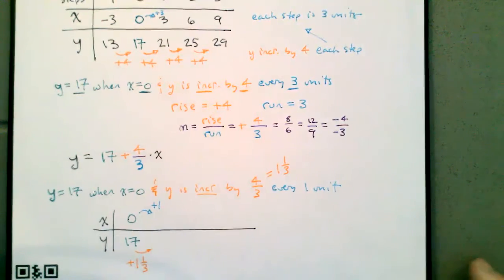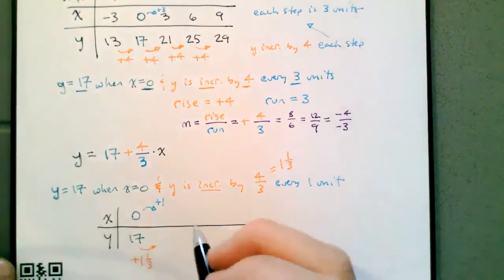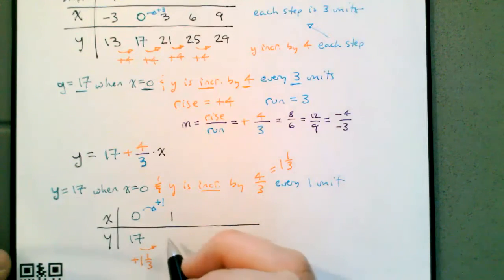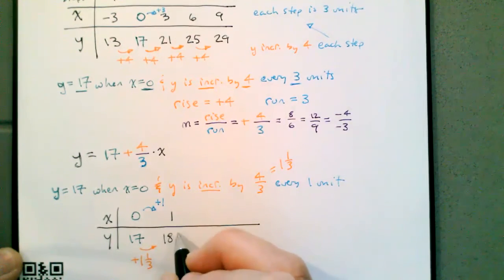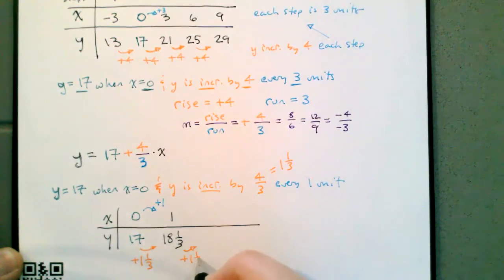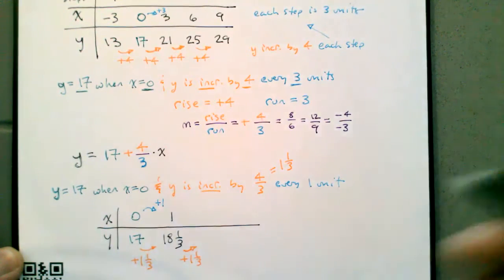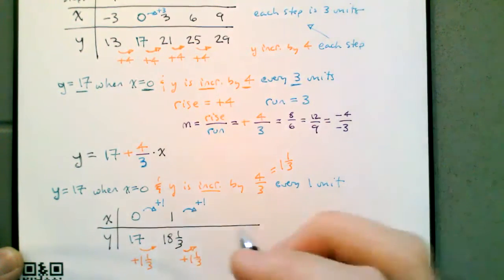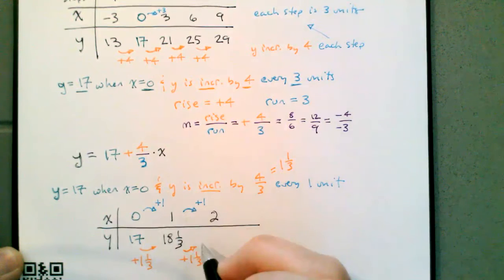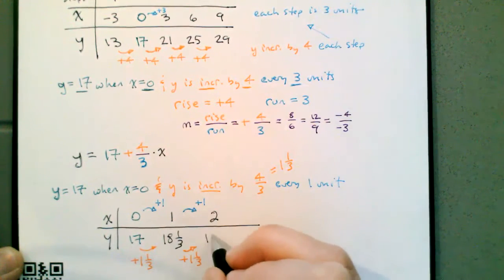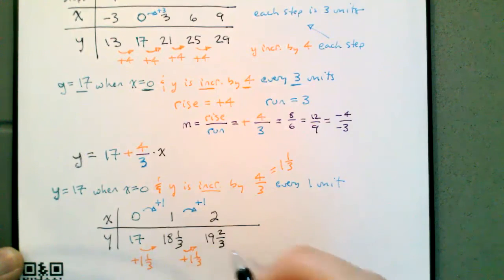So we just have to practice counting by fractions. Well, not in x. X is nice and simple. 1. But 17 plus 1 1/3 is going to be 18 1/3. Then if I add 1 1/3 again, when x increases by 1, when x is 2, 18 1/3 plus 1 1/3 is going to be 19 2/3.